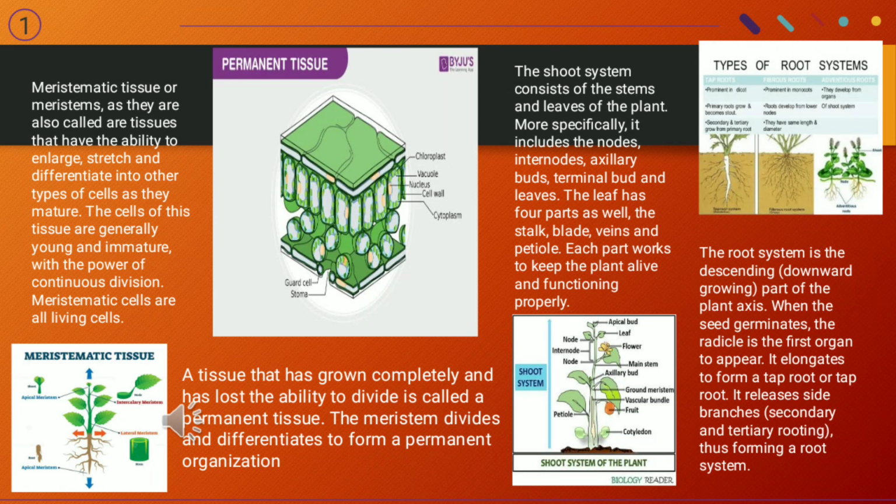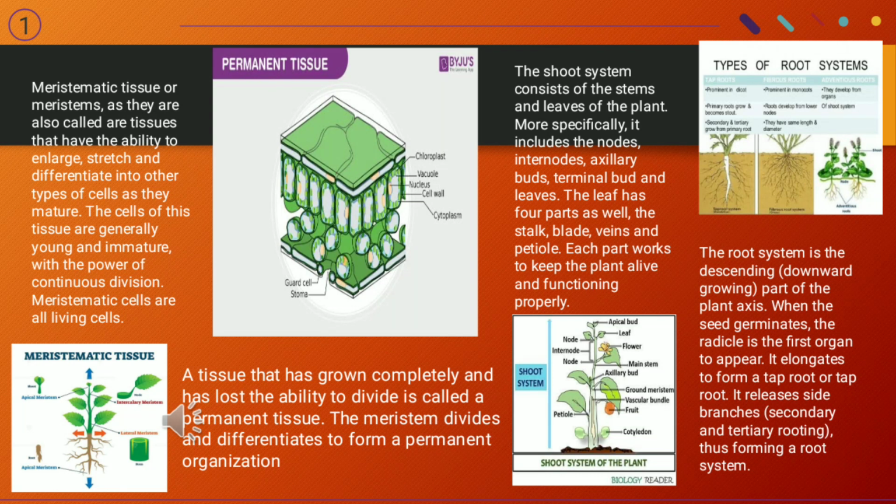Meristematic tissue, also known as meristem, is a type of tissue that has the ability to develop, stretch, and differentiate into different types of cells as it matures. The cells in this tissue are usually young, with the ability to divide indefinitely. All living cells are meristematic cells.